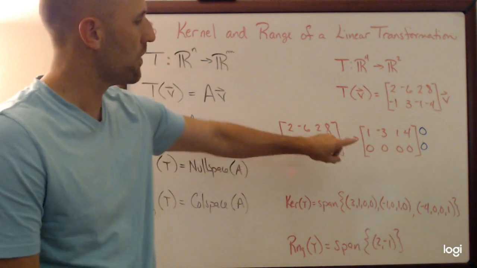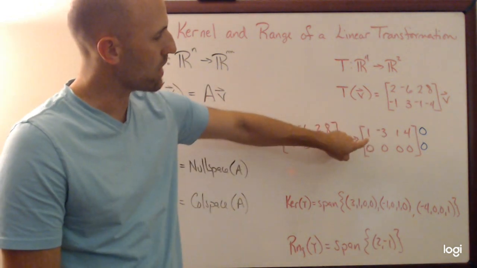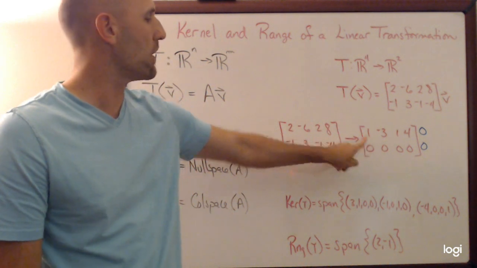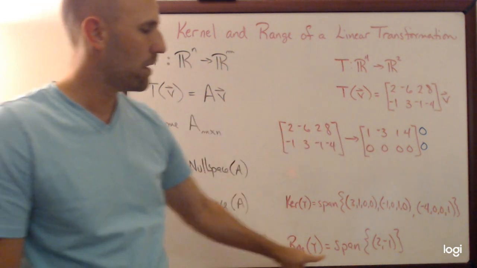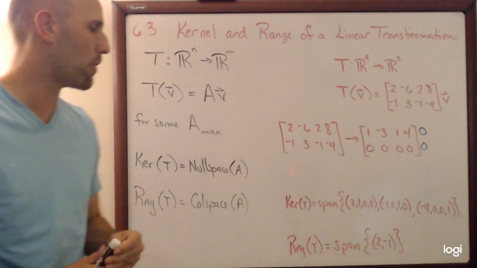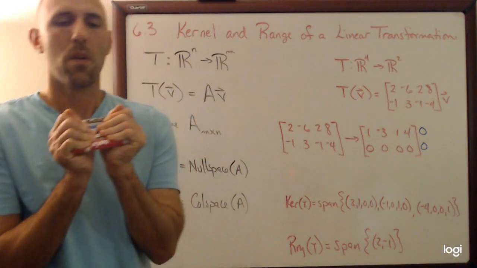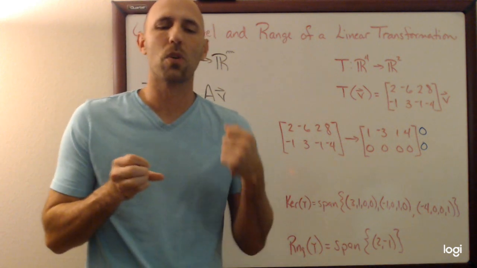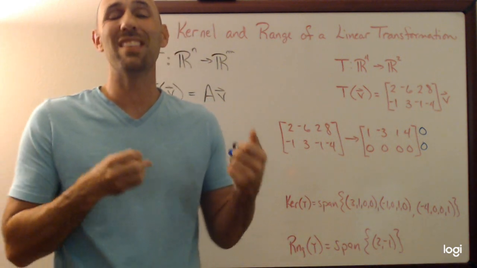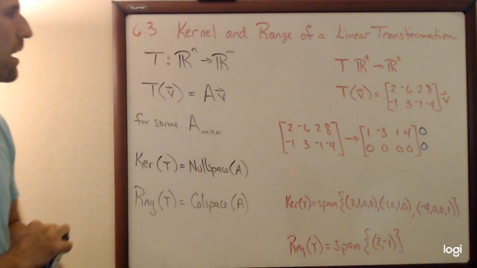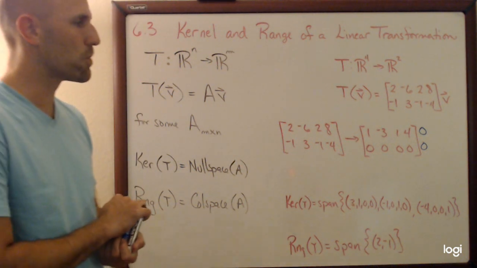Look here. This one has rank 1. It's got 1 non-zero row, so therefore it has 1 leading 1. And I only selected 1 column as a basis vector for my range, for my column space. But what that means is that the dimension of the range is the same as the dimension of the column space. Okay? And that's the same as the rank.